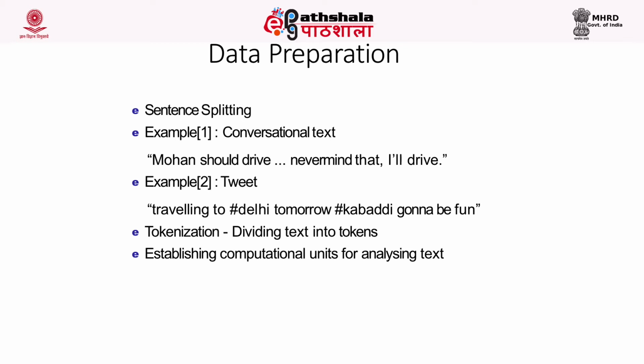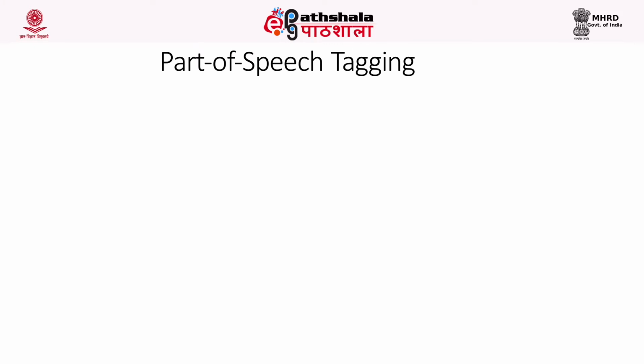The next step is tokenization. So after splitting the sentence, within a sentence, one needs to split the sentence into tokens, or for our purpose, we will call them words. Dividing text into tokens means we need to identify each word by itself, establishing computational units for analyzing text. And then part of speech tagging marks tokens with the appropriate part of speech label.